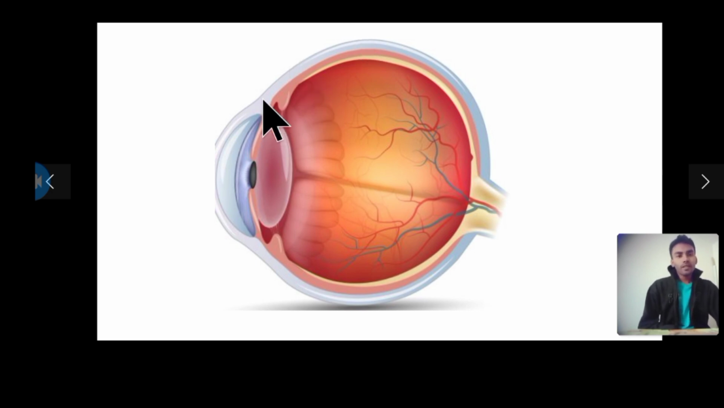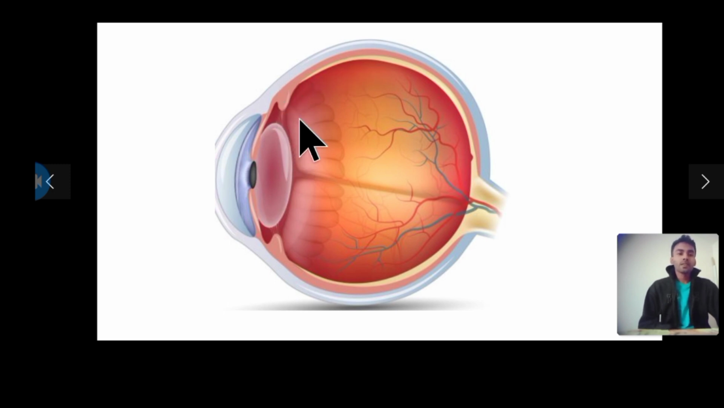Next comes this red colored coat, the middle vascular coat. This vascular coat consists of blood vessels, and we have already studied that it comprises the iris, the ciliary body, and posteriorly the choroid. So the iris, ciliary body, and choroid make the vascular coat, and as it consists of blood vessels, these blood vessels supply nutrients to different ocular tissues and structures.